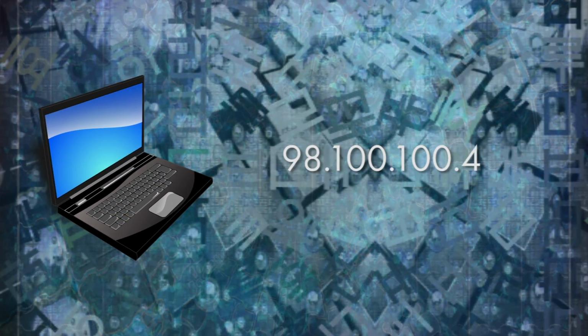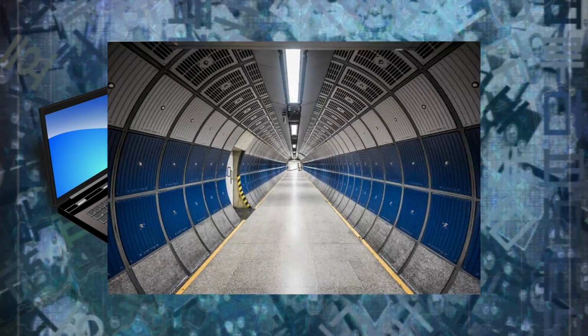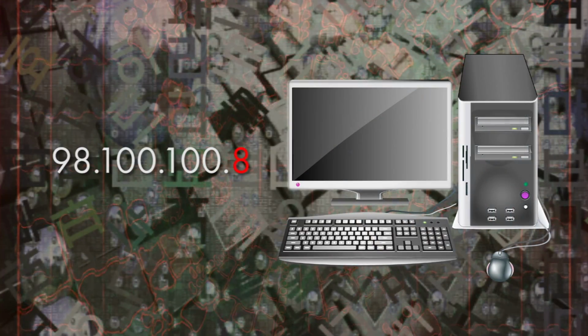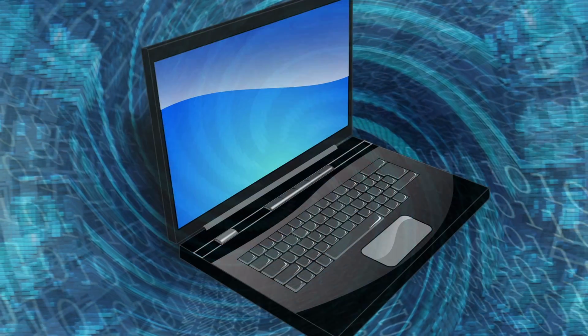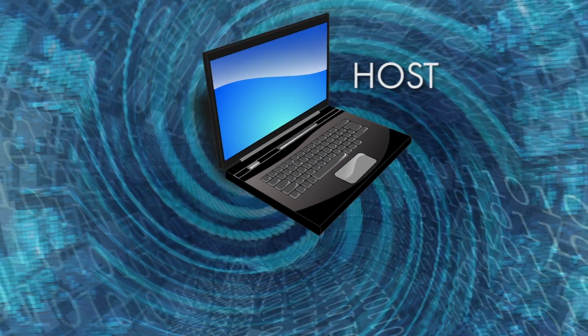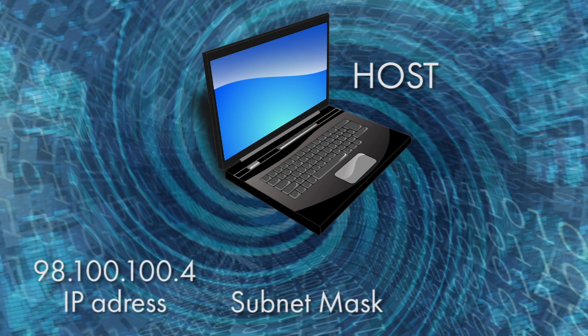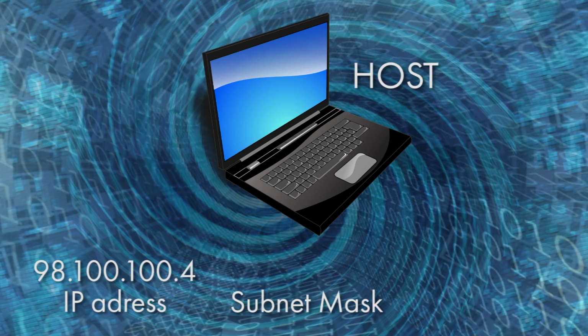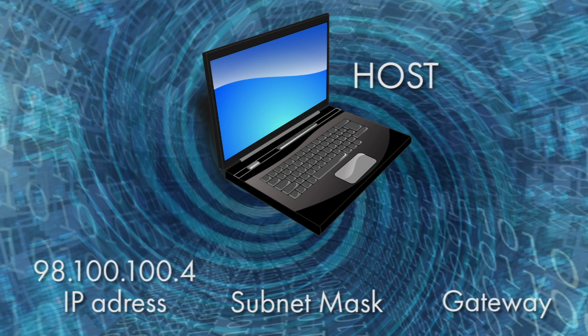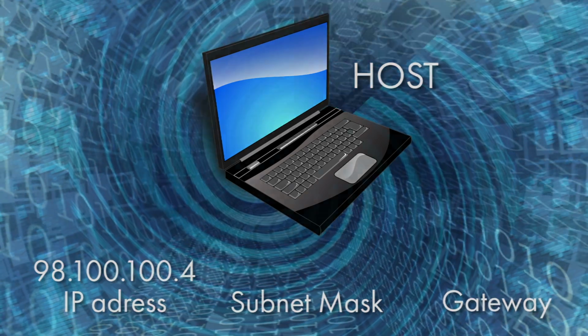Let's say I'm sending a packet from my computer at 98.100.100.4 to a computer down the hall at 98.100.100.8. My computer is a host, which means it has three things: an IP address to identify what it is, a subnet mask, which is an operation that identifies which computers it can send to directly, and a gateway to send any packets it can't send to directly.